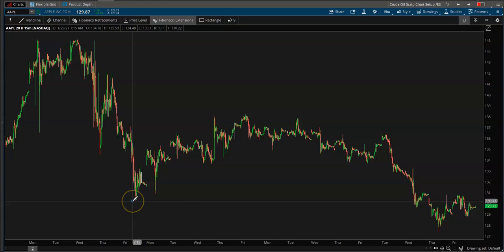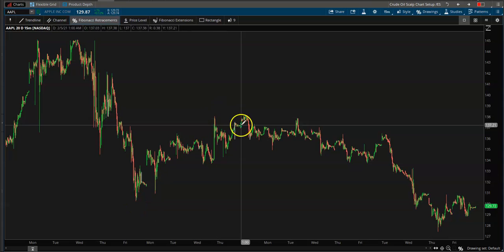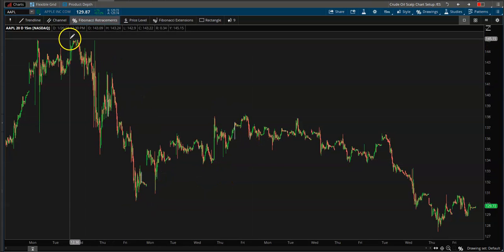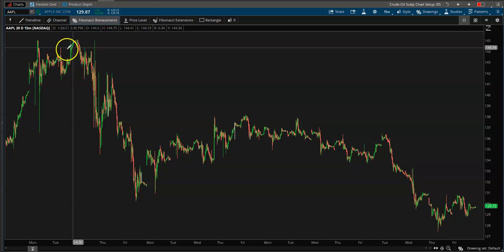Like if we sit here and look at this, we could say, hey, we had this big fall, a retracement.